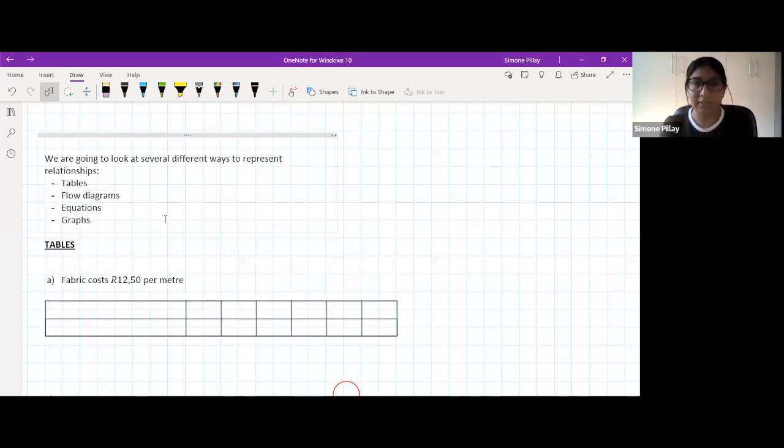We're starting with tables. When we use tables to look at our relationships, what did we learn? We learned about input variables and output variables. When we're using tables to represent our relationships, generally our top column over here will be our inputs, because, again, that is our independent variable.